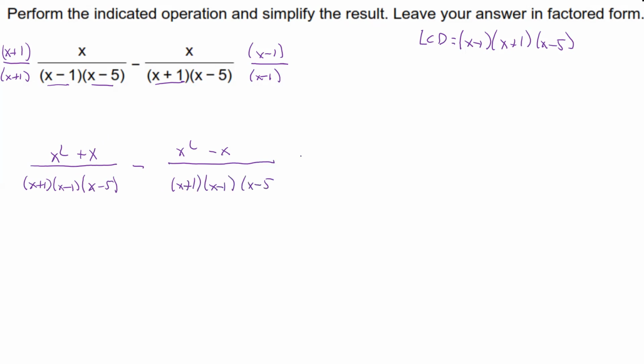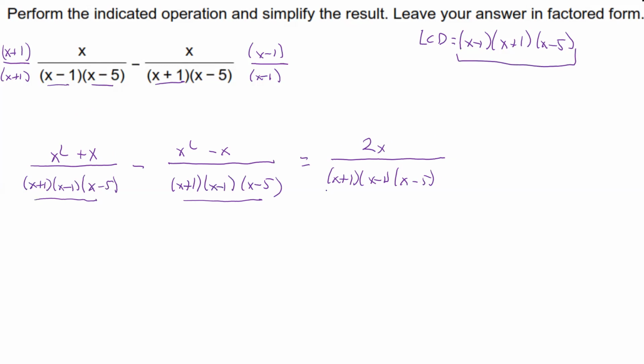And now we just have to go across on the numerator because now we have a common denominator here and a common denominator here. So we have x squared minus x squared. Those cancel. Now we have x minus a minus x, so that's going to be plus x. So x plus x is 2x all over x plus 1, x minus 1, and x minus 5. Okay? And so that would be our final answer. Again, we have that common denominator, and that's what we end up with down here as well.